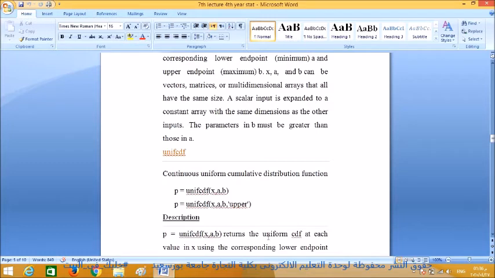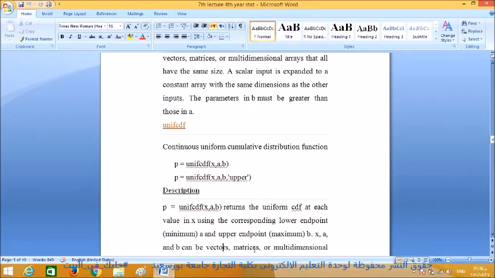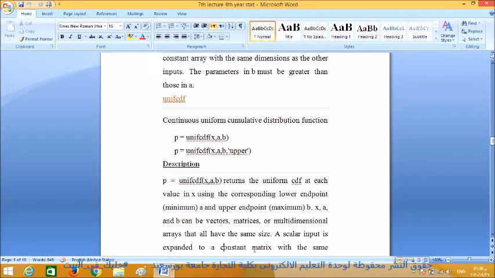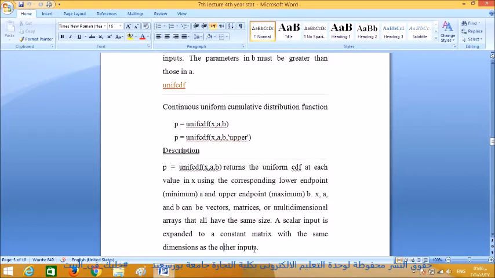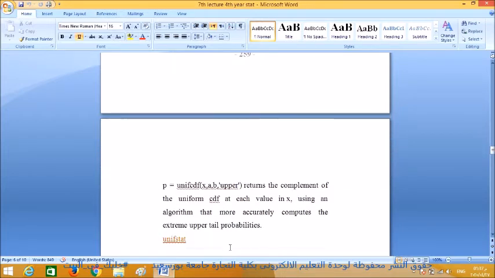UNIF CDF returns the uniform CDF at each value in X using the corresponding lower endpoint, minimum A, and upper endpoint, maximum, which is B. X, A, and B can be vectors, matrices, or multidimensional arrays that all have the same size. As we said before, a scalar input is expanded to a constant matrix with the same dimensions as the other inputs. And also with CDF, you can use upper to get the complement probability.